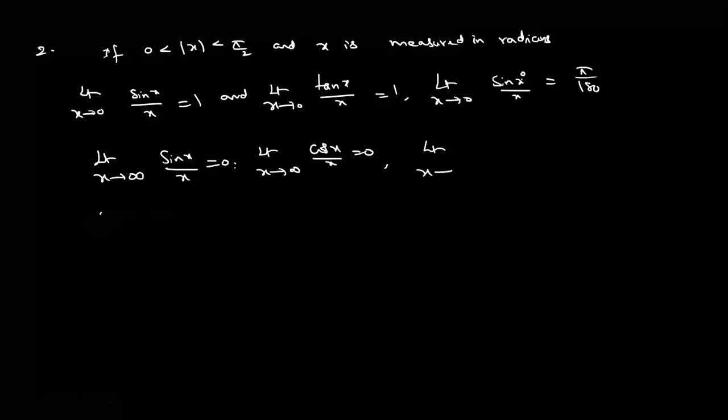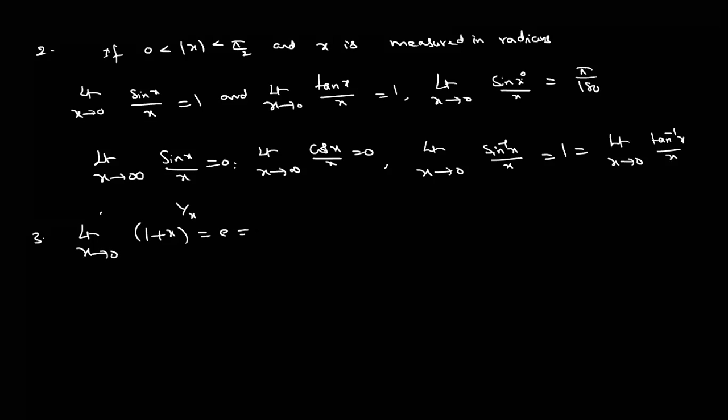Limit x tends to 0, sin inverse x by x is equal to 1. Limit x tends to 0, tan inverse x by x is also 1. 3. Limit x tends to 0, 1 plus x whole power 1 by x is equal to e. Limit x tends to infinity, 1 plus 1 by x whole power x.